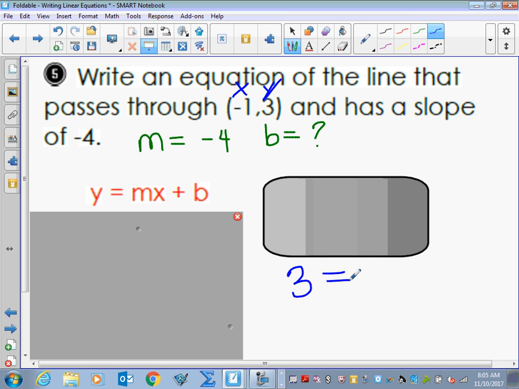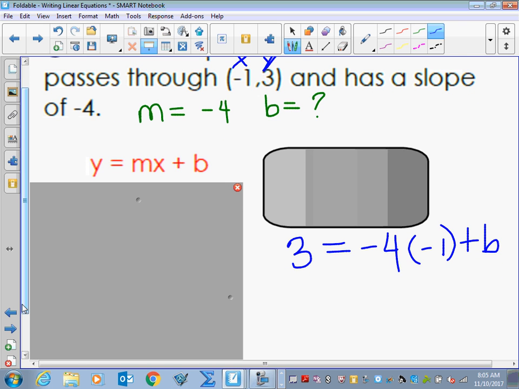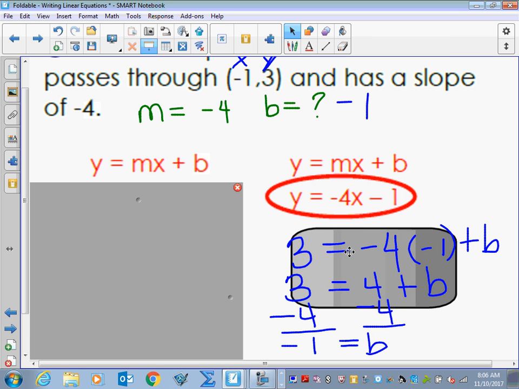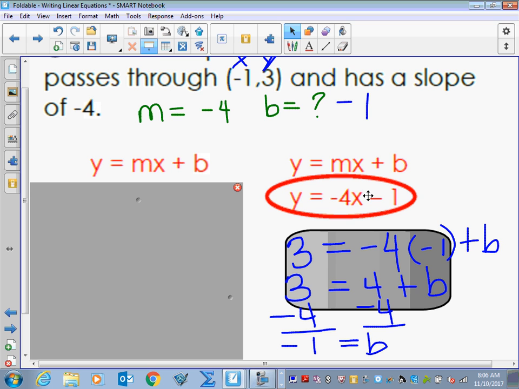I'm going to replace m with -4. I'm going to replace x with -1. And now I can solve this equation for b. So I have solved b, and b equals -1. So now I have my m, I have the b, so I'm ready to write the final answer. Y equals -4x minus 1.